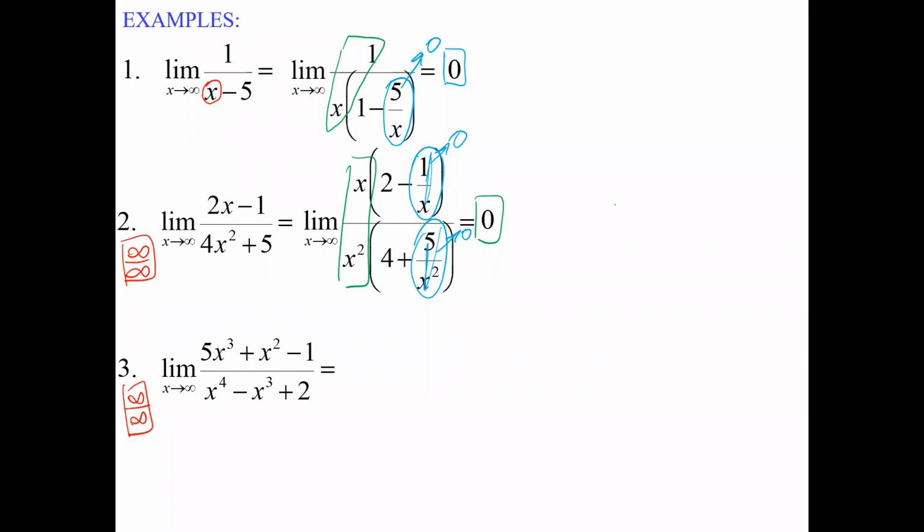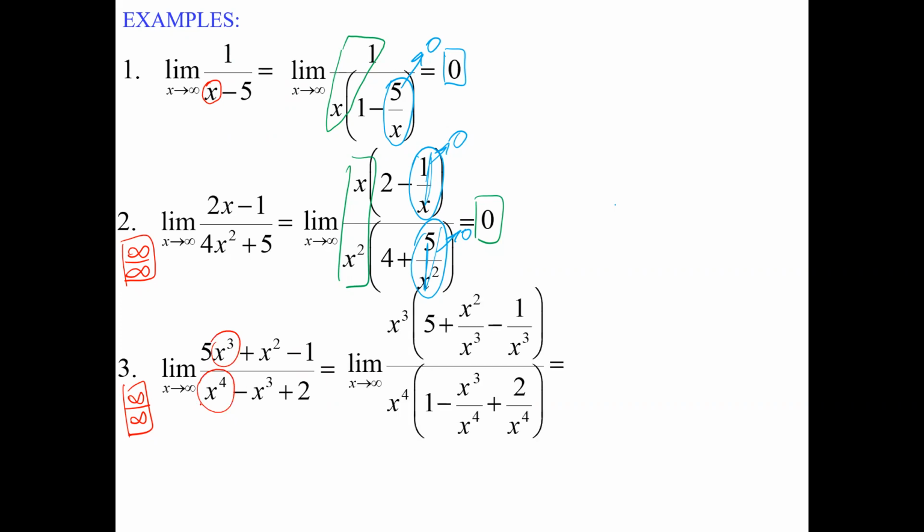And let's do the same thing. Let's focus on the leading terms, the highest power, x cubed and x to the power of 4. Let's factor out. Factoring out x cubed, we will have 5, x squared over x cubed, 1 over x cubed. And then 1, x cubed over x to the power of 4, 2 over x to the power of 4. And again, we may notice the zeros, 0, 0, 0, 0, because we will get 1 over big number or 2 over big number. That's zeros.